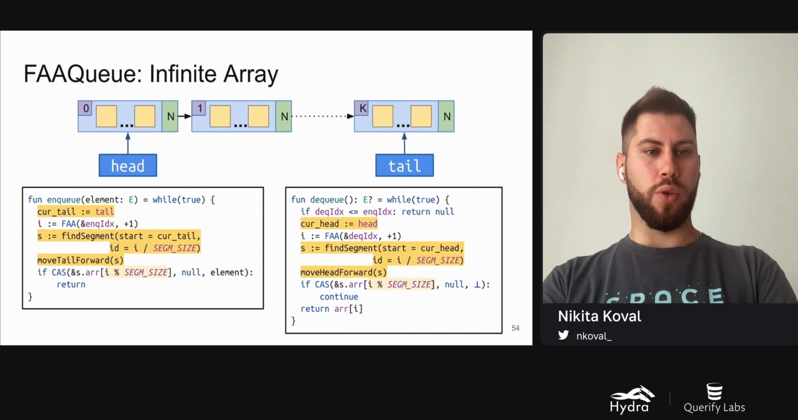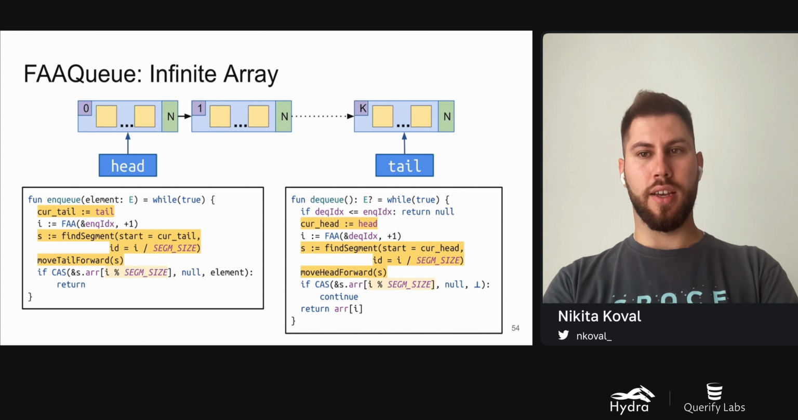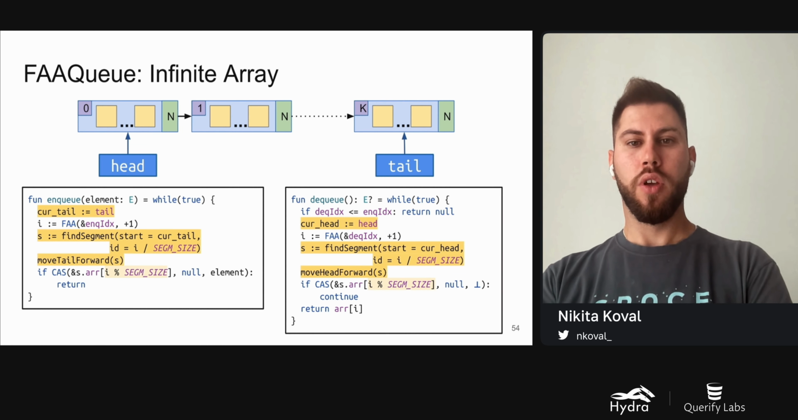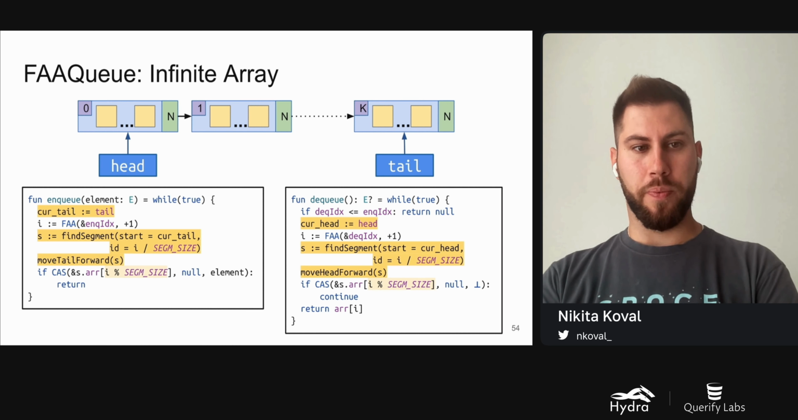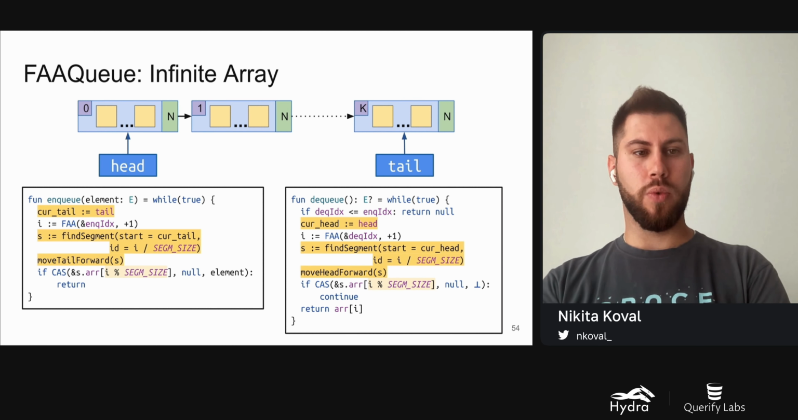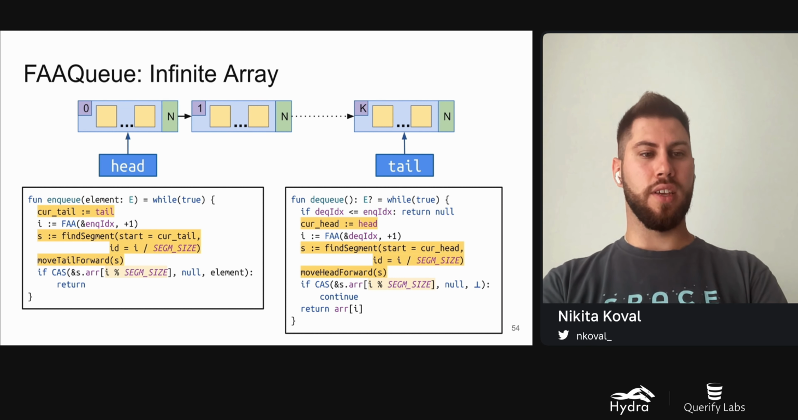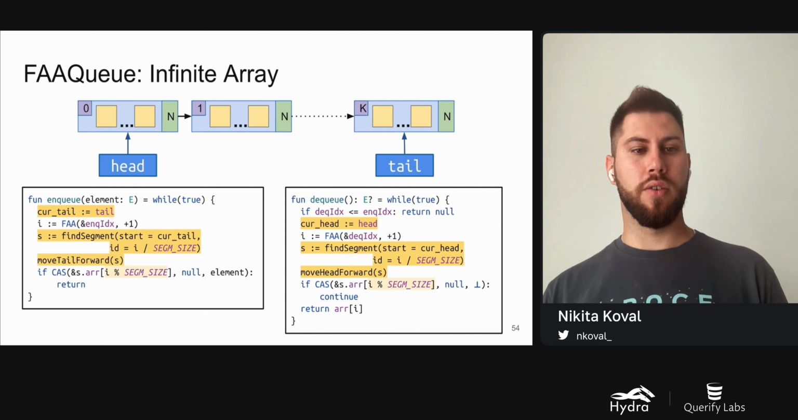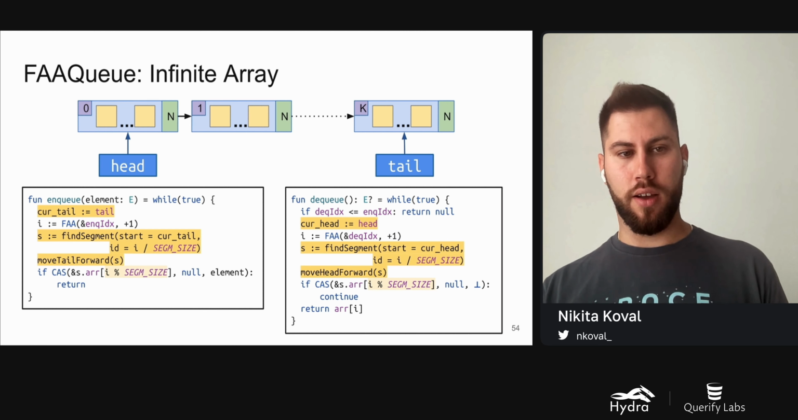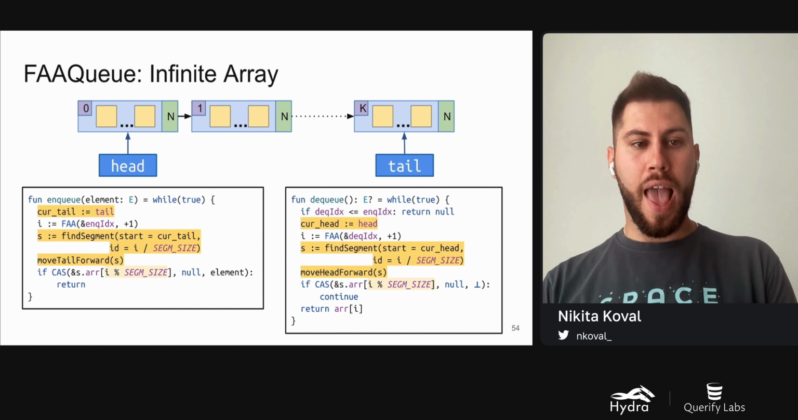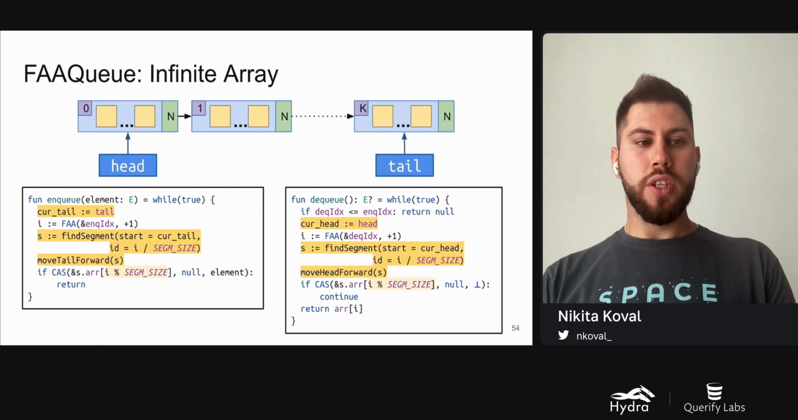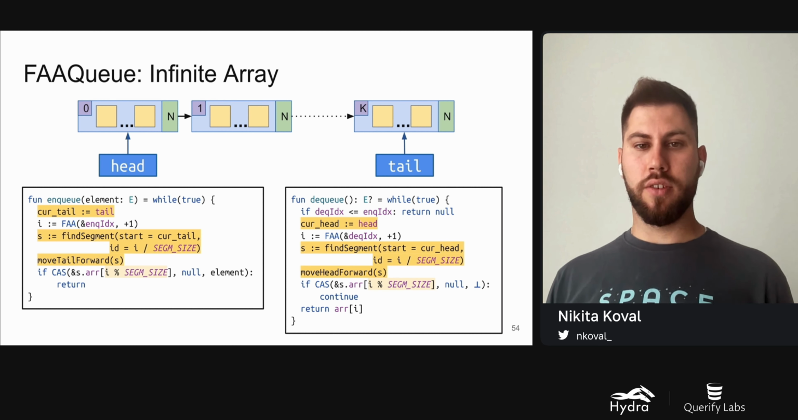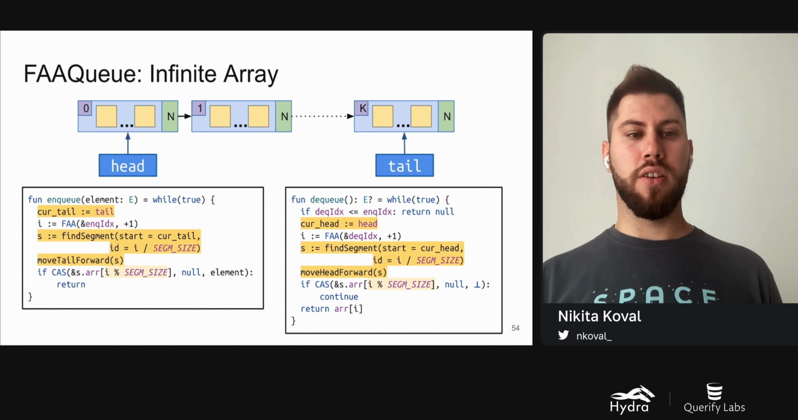The idea is the following. In enqueue, we first read the last segment, because it's likely that we'll use the last segment. And only after that, we perform the enqueue index increment. And then we do know which segment we need: the segment with the ID i divided by segment size. We need to find this segment, following the next pointers in this linked list, starting from the segment we have read in the beginning.